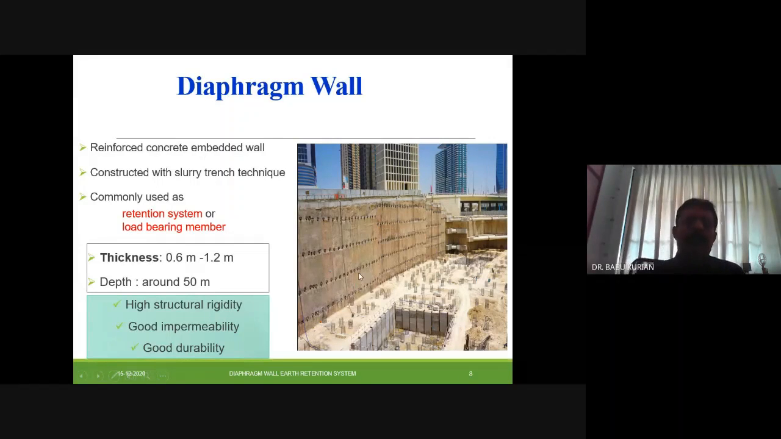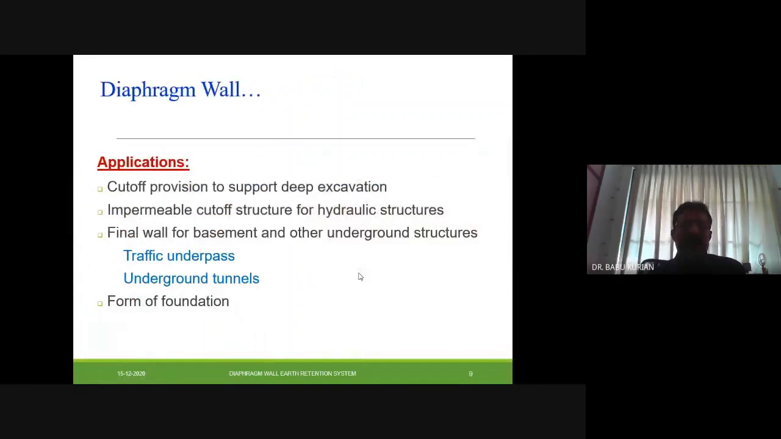Commonly, nowadays we are using diaphragm wall as the earth retention system. So many applications are there for this diaphragm wall. One application is as a cut-off provision to support deep excavation. It is also an impermeable cut-off structure for hydraulic structures. Again, for underground structures like traffic underpasses and underground tunnels, we can use diaphragm walls. And again, it is a form of foundation. These are the applications of diaphragm walls.